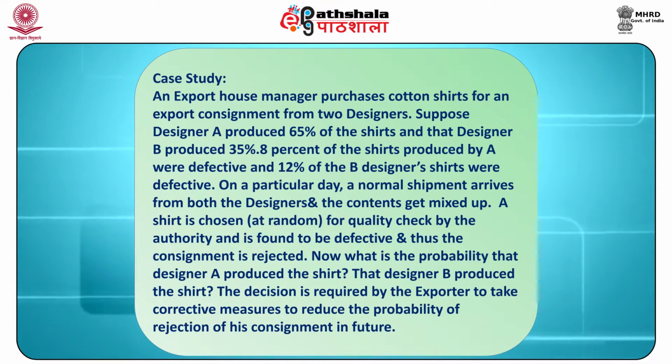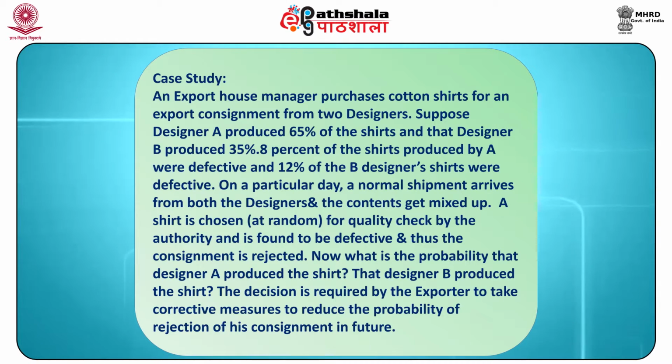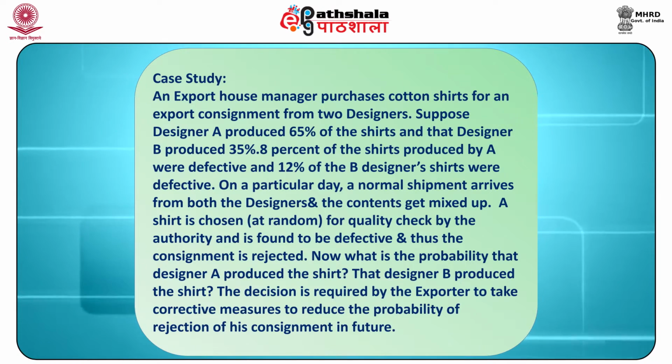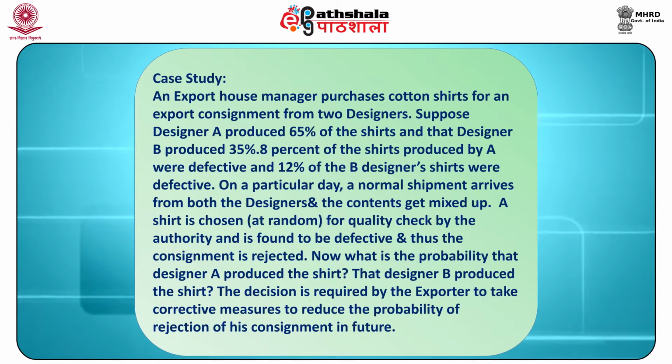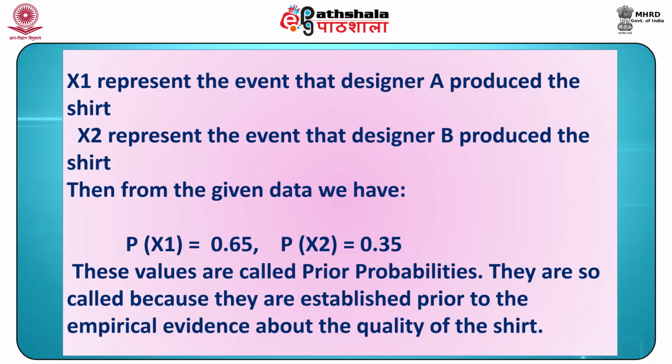So, on a particular day, a normal shipment arrives from both the designers and the contents get mixed up. A shirt is chosen at random for quality check by the authority and is found to be defective, and thus the consignment is rejected. Now, what is the probability that designer A produced the shirt or that designer B produced the shirt? The decision is required by the exporter to take corrective measures to reduce the probability of rejection of his consignment in future. Here we are given data on the percentage of shirts produced by the two designers, which provides a basis to know the likelihood that a randomly selected shirt is produced by a particular designer.